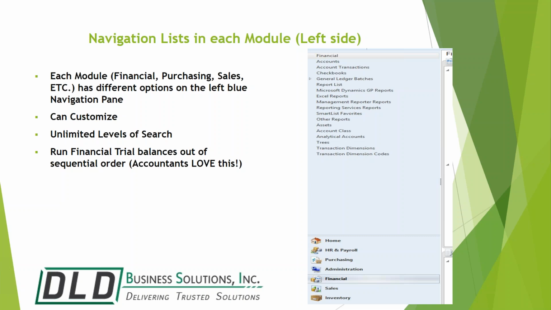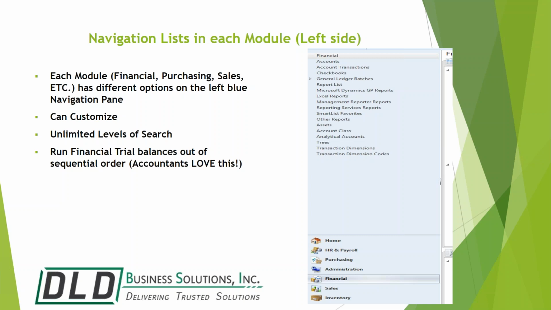So the next item is the navigation list in each module, which is the left side, the blue of the page. Each module, financial, purchase and sales, etc., has different options on the left blue navigation pane. You can customize. There's unlimited levels of search here. Like Dennis mentioned at the beginning of the webinar, there's just so much you can do, one-stop shop.